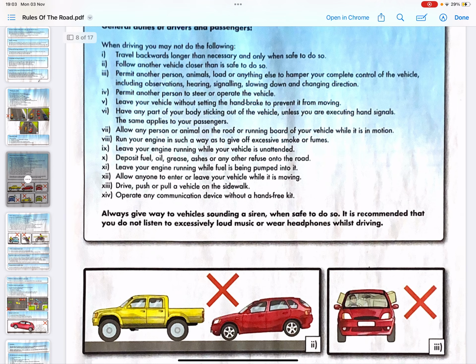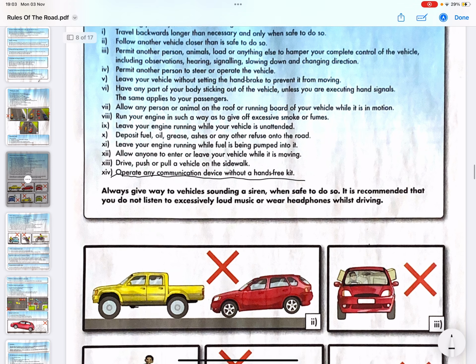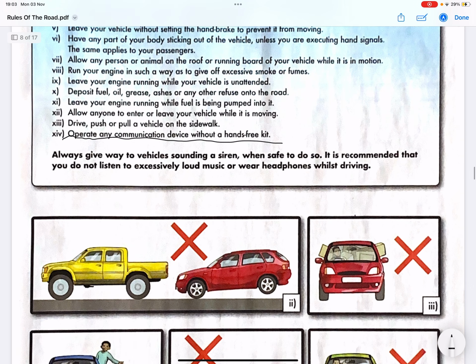Sorry. You may not operate any communication device without a hands-free. Awusebenzisi imoto, awusebenzisi ifoni without connecting it to Bluetooth.